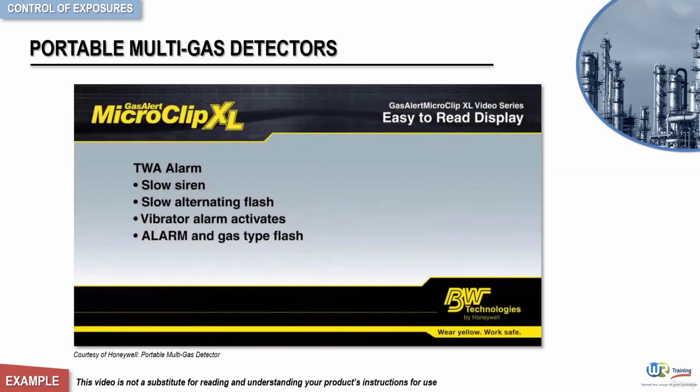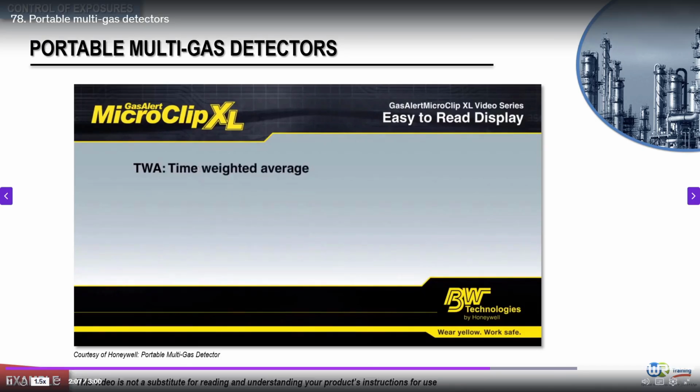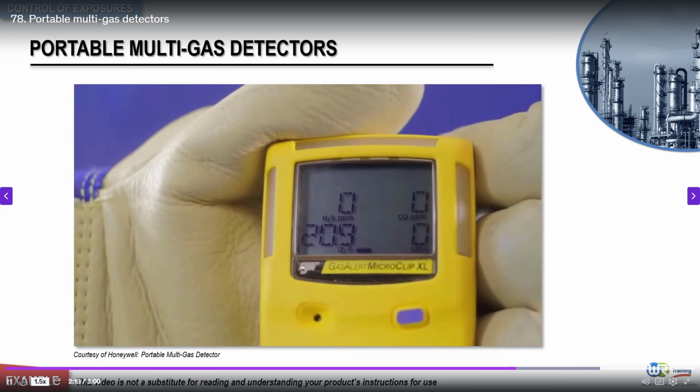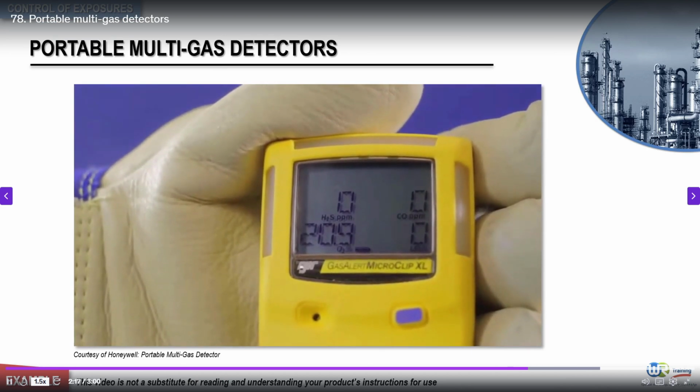Like STEL, TWA alarms are also calculated for toxic gases. A TWA alarm signals a cumulative exposure over time, typically an 8-hour period. TWA stands for time-weighted average. If you are taking proper action and evacuating anytime a low or high alarm is sounded, your Gas Alert Microclip XL should not go into STEL or TWA alarm.